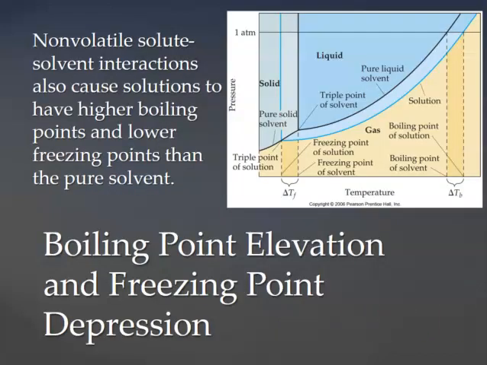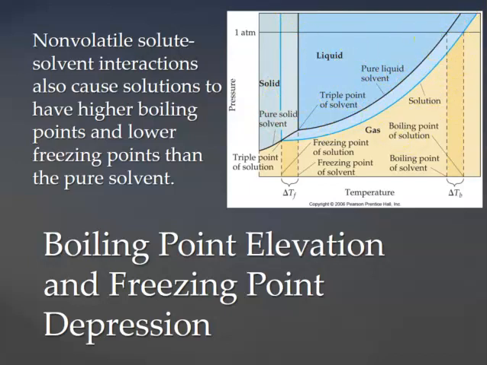All right, let's do boiling point elevation and freezing point depression, so kind of do these simultaneously. You're looking at a phase diagram here. This black line is the pure solvent. If I add something to my pure solvent and make a solution, all of a sudden I get these blue lines. So our freezing point changes, our boiling point changes. Why does this change?